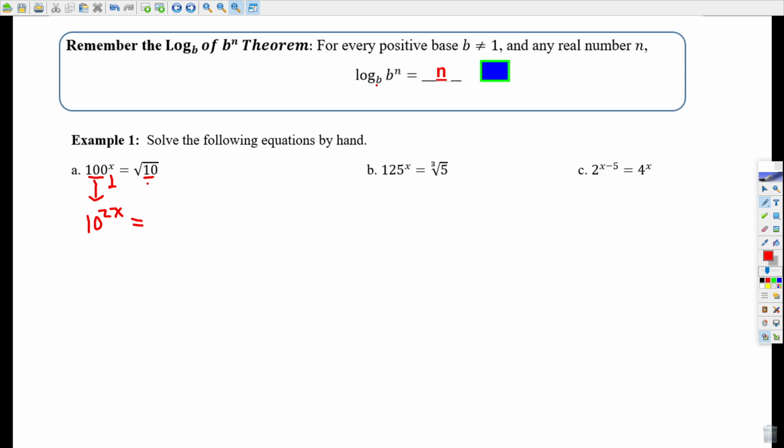On this side, we already have 10, but I'm going to rewrite it as 10 to a power. And if you remember, when you have a square root, that's the same thing as having a 1/2. Now that they're the same, I'm going to use this property up here, log base b of b to the n. So I'm going to put a log on both sides of the equation, and I'm specifically going to choose the base of 10. So I would do log base 10 of 10 to the 2x equals log base 10 of 10 to the 1/2.